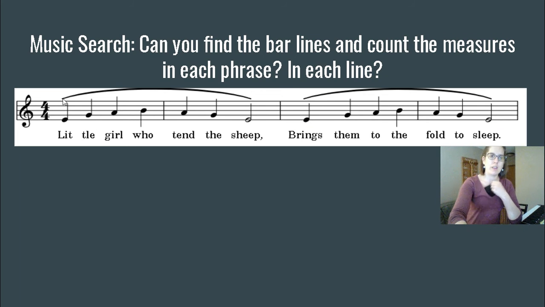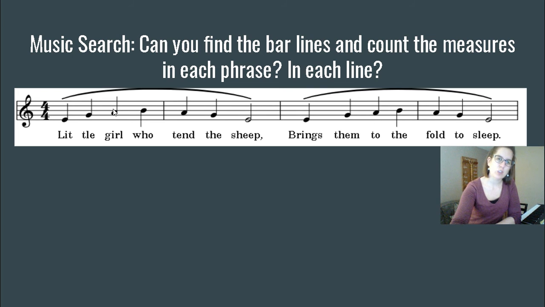So our phrase goes from here to here. Inside this phrase, how many bar lines do we see? There's just one bar line that breaks it up into one measure, two measure. It's the same over here. Here's our phrase line, our phrase mark. We've got one bar line for two measures.